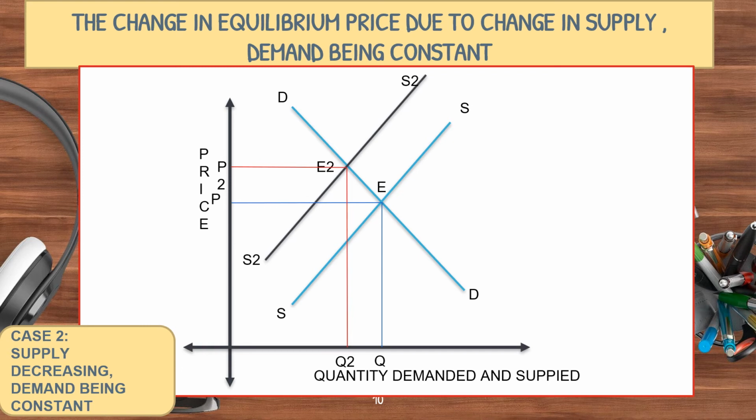Obviously, the supply curve shifts backward. We have a new supply curve, that is S2S2, and this new supply curve S2S2 intersects the original demand curve DD at a new equilibrium point E2. There is a higher price determined, that is OP2, and there is a lesser quantity demanded and supplied, equilibrium quantity demanded and supplied, that is OQ2. So you see, when supply decreases, demand being constant, the equilibrium price rises from OP to OP2 and the equilibrium quantity demanded and supplied falls from OQ to OQ2.